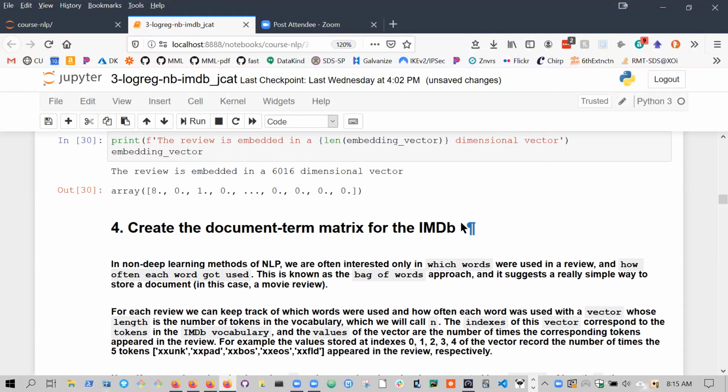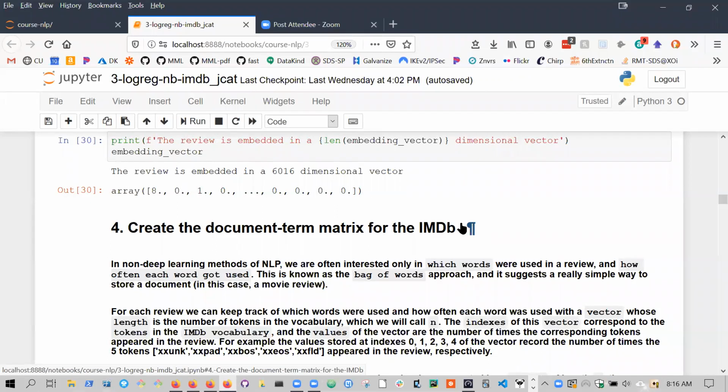The document term matrix has a row for each document, and each row is an embedding vector that encodes that review in this 6,016 dimensional vector, this bag of words representation. So does that make sense? The document term matrix, if there's M documents and N terms, and here term means token. So if there's 50,000 documents and 6,016 different kinds of tokens, then the document term matrix would be a 50,000 by 6,016 matrix. Does that make sense to everybody?